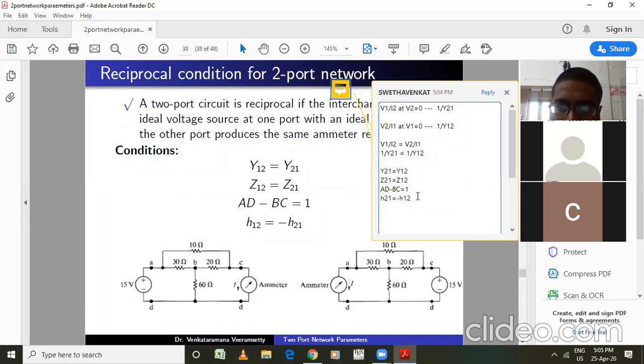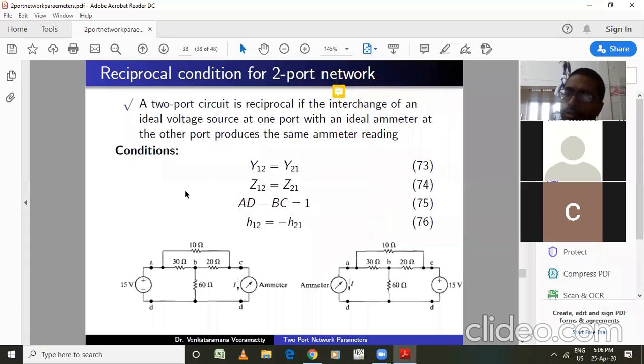So this is the complete summary about checking whether the two-port network is a reciprocal network or not. If you have the Y parameter, then Y12 equal to Y21, then it is reciprocal, otherwise it is not. If you have the Z parameter, Z12 equal to Z21, then it is a reciprocal network, otherwise it is not. If you have the ABCD parameters, if AD minus BC equal to 1, then it is a reciprocal network, otherwise it is not. If you have the hybrid parameters, if H21 equal to minus H12, then the network is a reciprocal network, otherwise it is not.